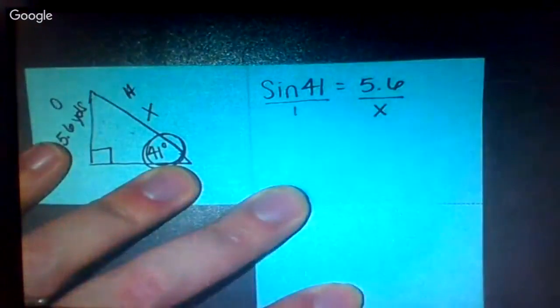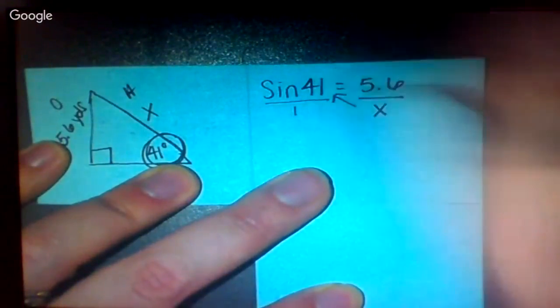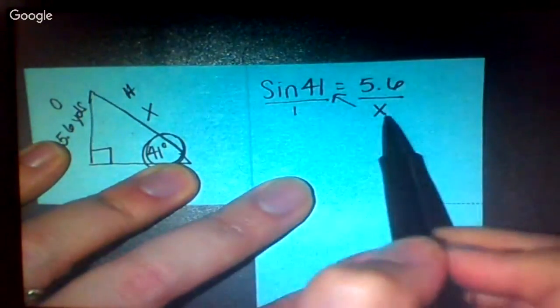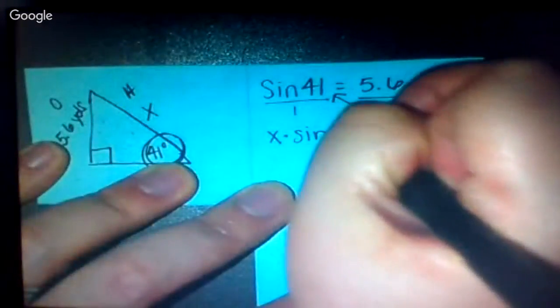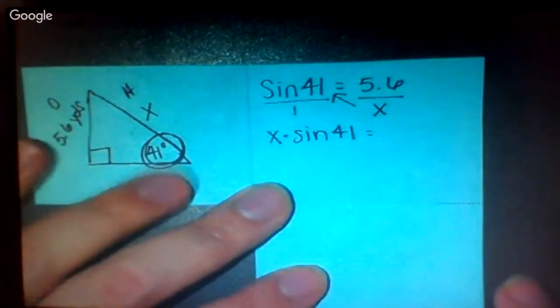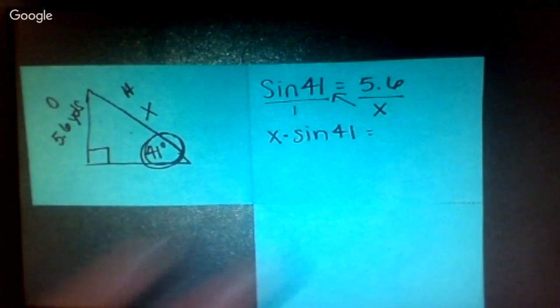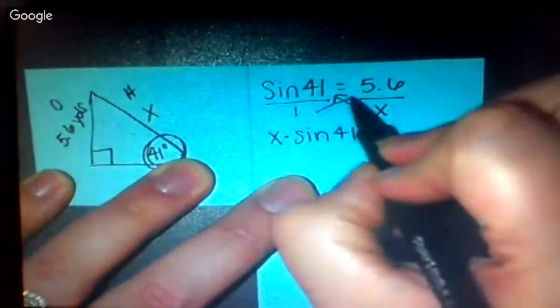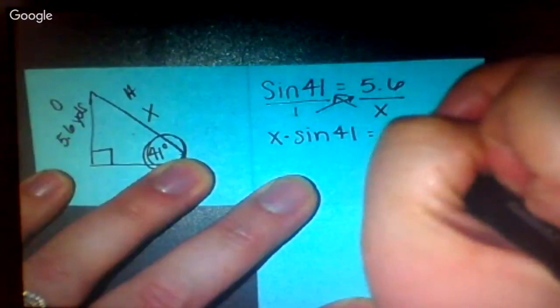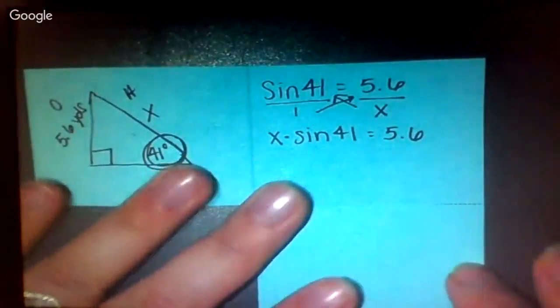Okay. So we're going to cross multiply. So we're going to put this over 1. When I cross multiply, please pay attention. This is X times the sine of 41. Whatever you're multiplying against, sine, cosine, or tangent, please put that out front. So whether it be an X or a number, you're going to put it out front. Then we're going to multiply across the other diagonal. 1 times 5.6 is 5.6.